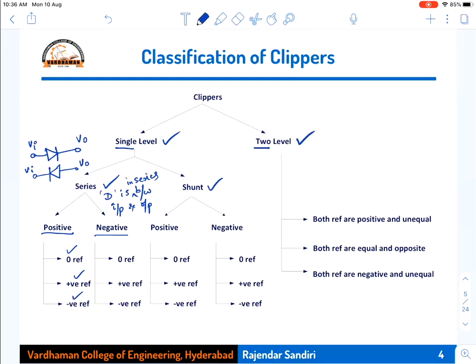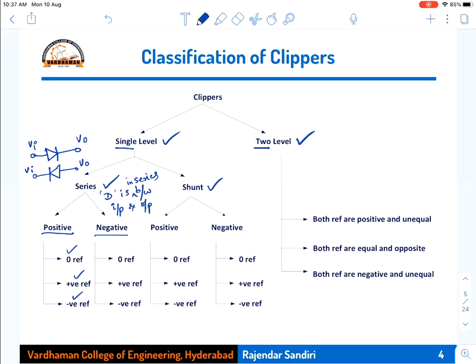So single level clippers are of two types: series clippers and shunt clippers. Series clippers are again positive type and negative type. In the positive type, again we have a reference voltage: zero reference voltage, positive reference voltage, negative reference voltage. This reference voltage will decide from which level the portion of the waveform has to be clipped off in the positive direction. And similarly, series clippers are again negative also.